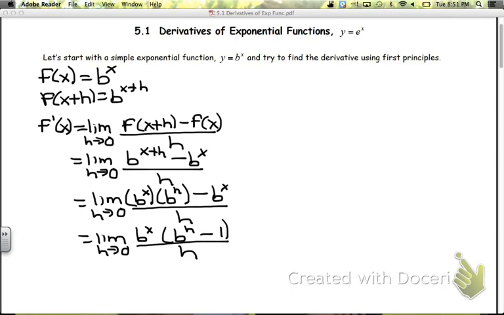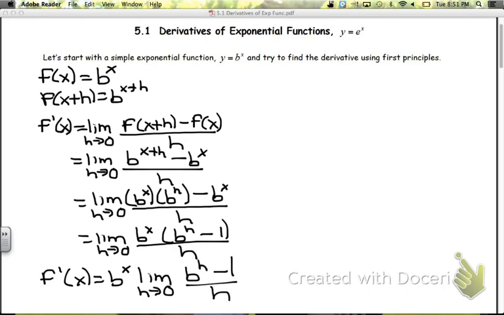And we can go one step further by using our limit rules, and therefore f prime of x is actually equal to b to the power of x times the limit as h approaches 0 of b to the power of h minus 1 all over h. So let's look at what f prime of 0 is. F prime of 0 is equal to b to the power of 0 times your limit as h approaches 0 of b to the power of h minus 1 all over h.